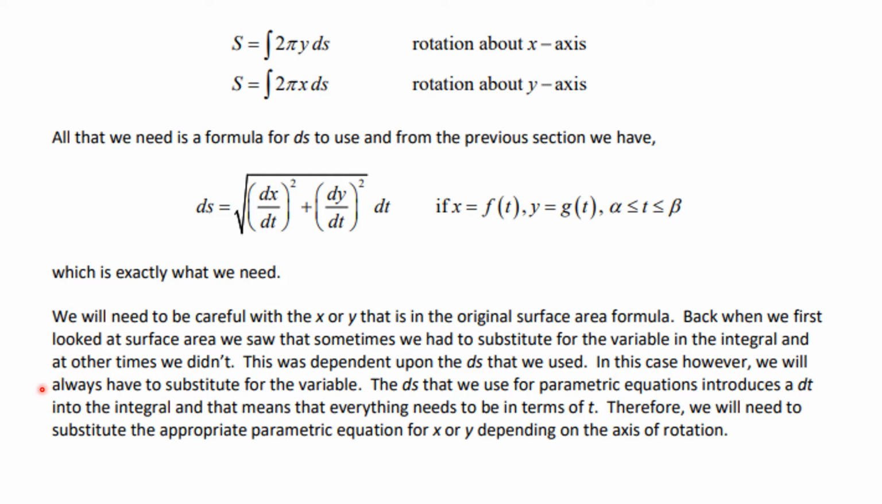You see, the ds we use here has parametric equations, and that's introducing a dt in the integral, and that means that everything needs to be in terms of t. Therefore, this is simpler. We will need to substitute the appropriate parametric equation for x or y depending on the axis of rotation. This is important, and it might have been hard to understand here, but the examples will make everything clear.